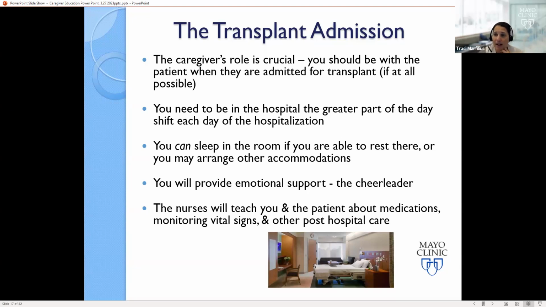During this time, you are providing that emotional support. So you're their cheerleader. You're encouraging the patient to do things even when they don't want to, which could include doing their exercises in the room, exercising multiple times a day, eating foods, things like that. Taking their medication. During the time that you're in the hospital, the nurses will teach you and the patient about medications, monitoring vital signs, and other post-hospital care. So again, it's not like a one and done teach for patients and caregivers. It's an ongoing thing so that you can have a solid understanding of it once you get closer to discharge.